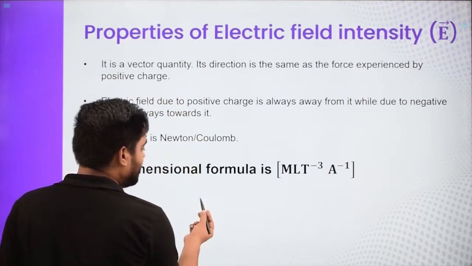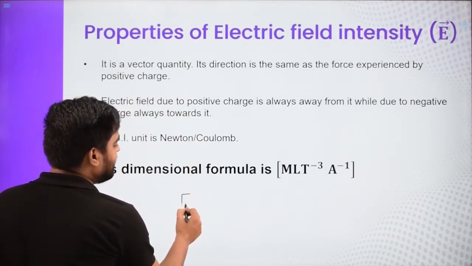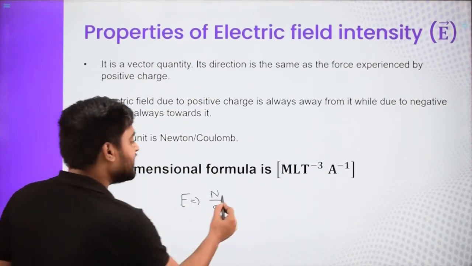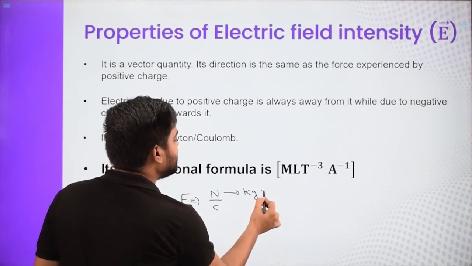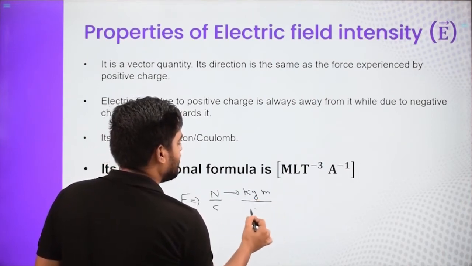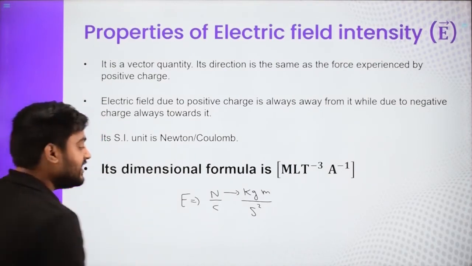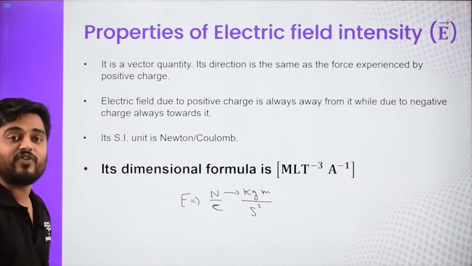So I am deriving it in front of you. So basically electric field intensity is nothing but Newton per Coulomb. Now Newton is what? Newton is kg meter per second square. And what about Coulomb? We already discussed when we were writing initially the dimensional formula for K.